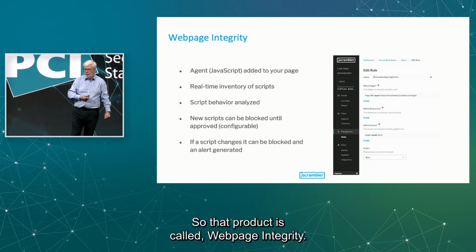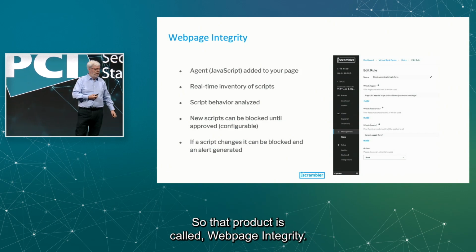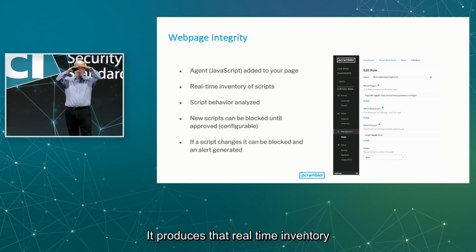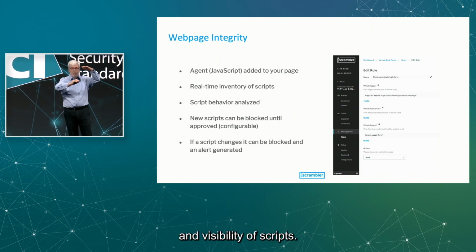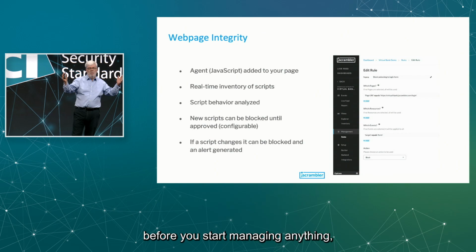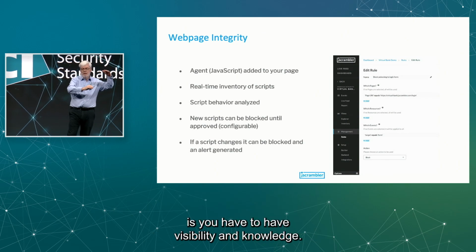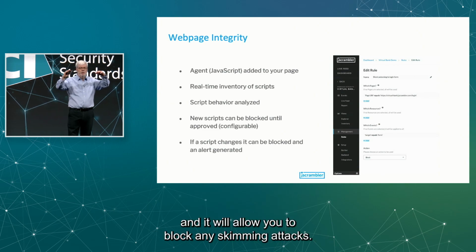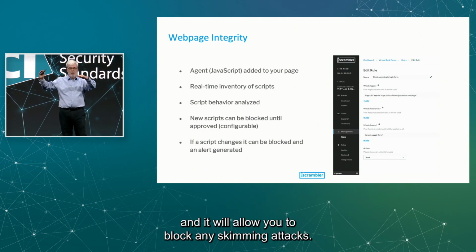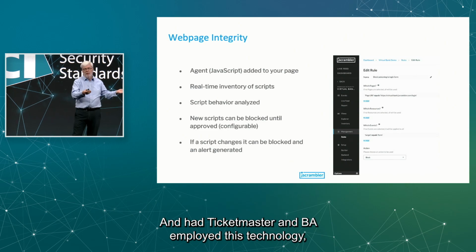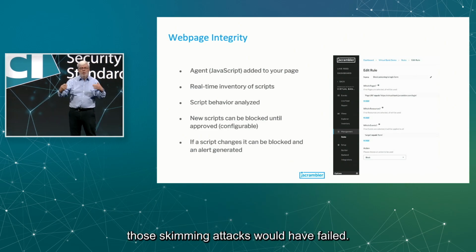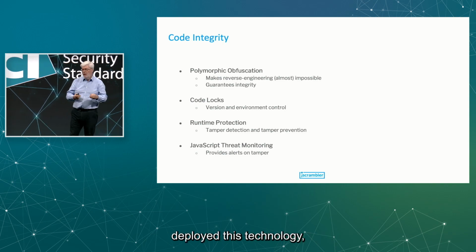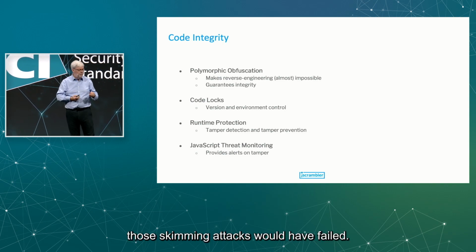Great. So that product is called Web Page Integrity. It adds a JavaScript agent to your web page. It produces that real-time inventory and visibility of scripts. The first thing before you start managing anything is you have to have visibility and knowledge. It'll analyze the behavior of scripts, and it will allow you to block any skimming attacks. Had Ticketmaster and BA employed this technology, those skimming attacks would have failed. In fact, had anyone who's had a skimming attack deployed this technology, those skimming attacks would have failed.